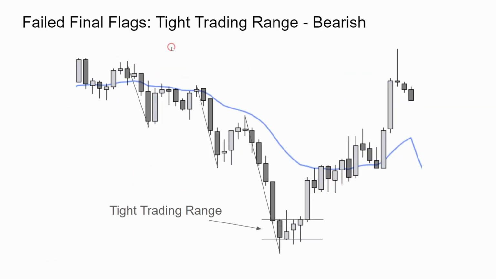Failed final flags, tight trading range, bearish. Here we have a leg 1, pull back leg 2, pull back leg 3. At the bottom of a wedge, the market goes horizontal and it's a tight trading range. Bulls get a few legs higher.